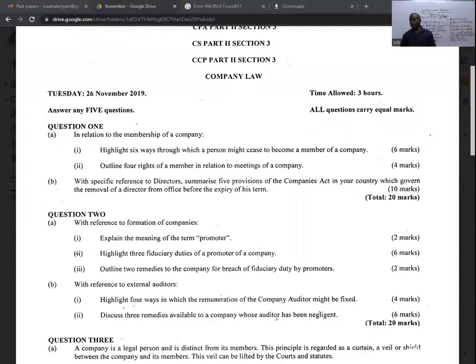So there's Roman 2: outline four rights of a member in relation to meetings of a company.